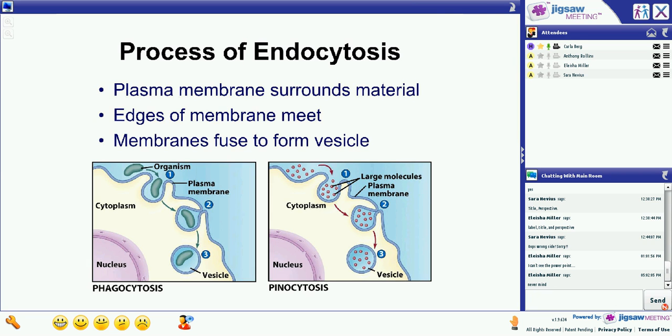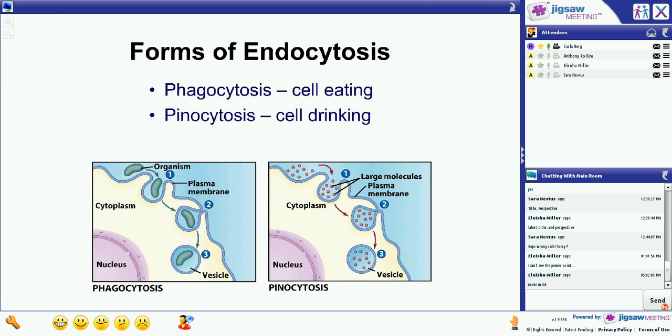And here's a picture of endocytosis. You have in step 1, the plasma membrane surrounding the material. In step 2, the membranes meet. And in step 3, the membranes fuse to form a vesicle. Endocytosis has 2 forms. It has phagocytosis, which is the cell eating, essentially, and pinocytosis, which is the cell drinking.